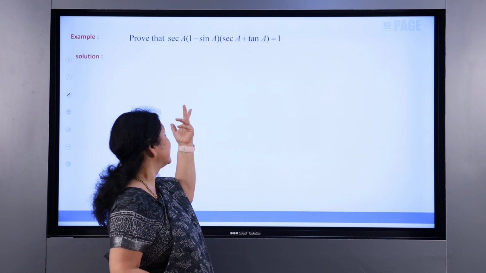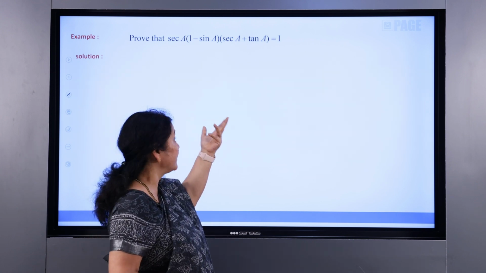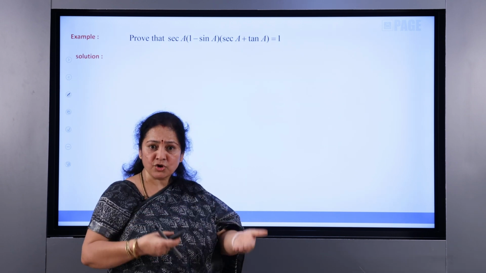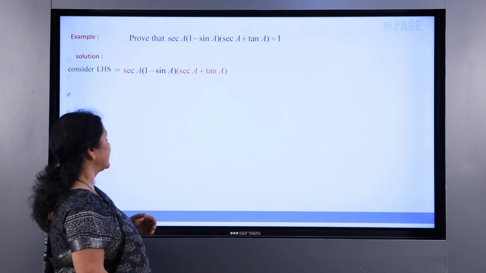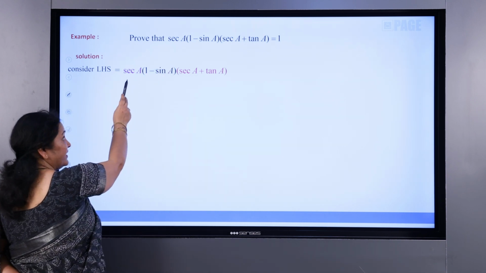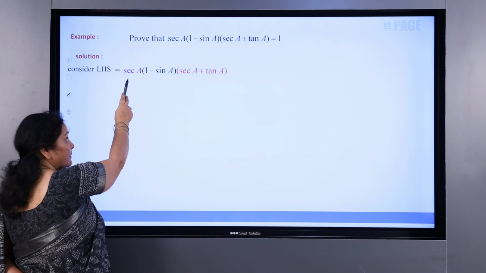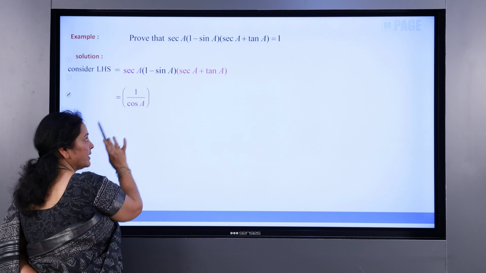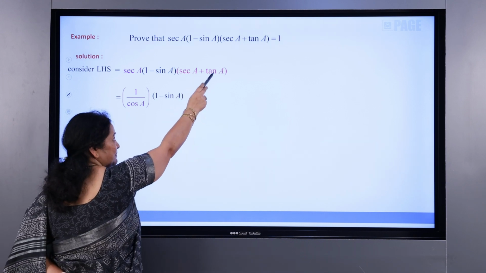Next, which are the other values that we can simplify further? Tan A. Tan A can be written as sin A by cos A. So this is the step that we are going to simplify. We took the LHS, secant A, right? We are going to write it as 1 by cos A. This goes undisturbed, we'll bring it down, 1 minus sin A. Secant A plus tan A.